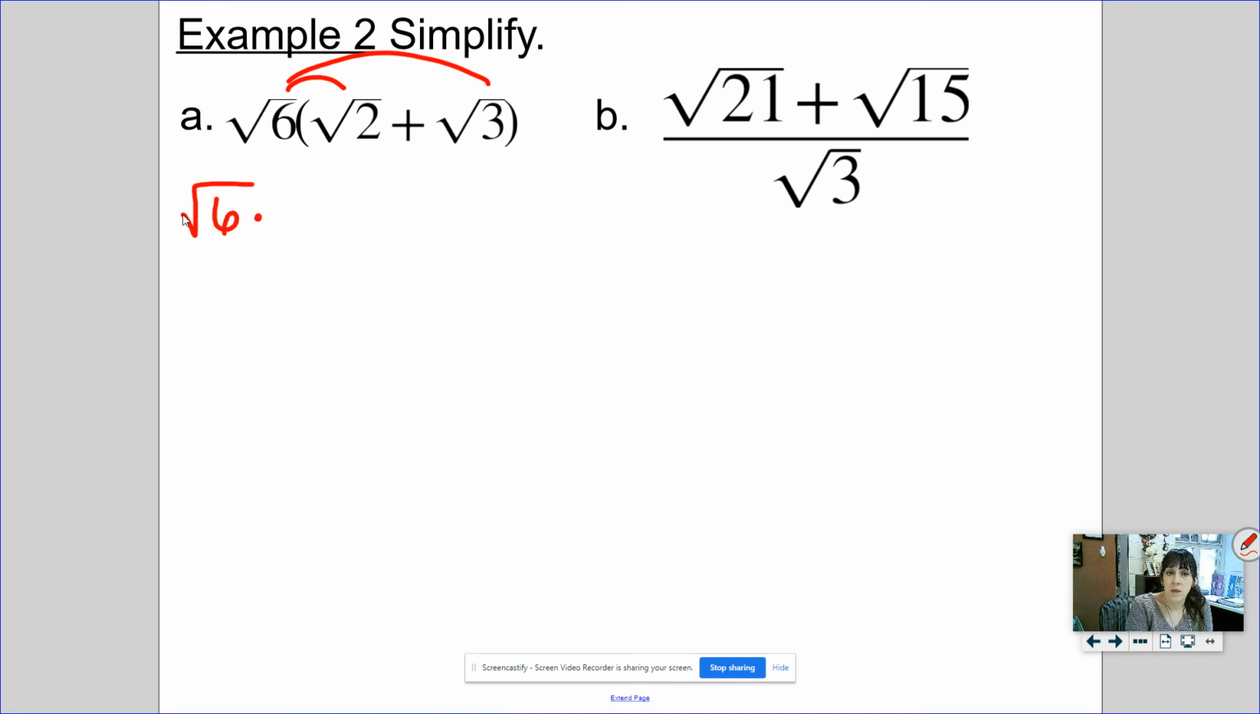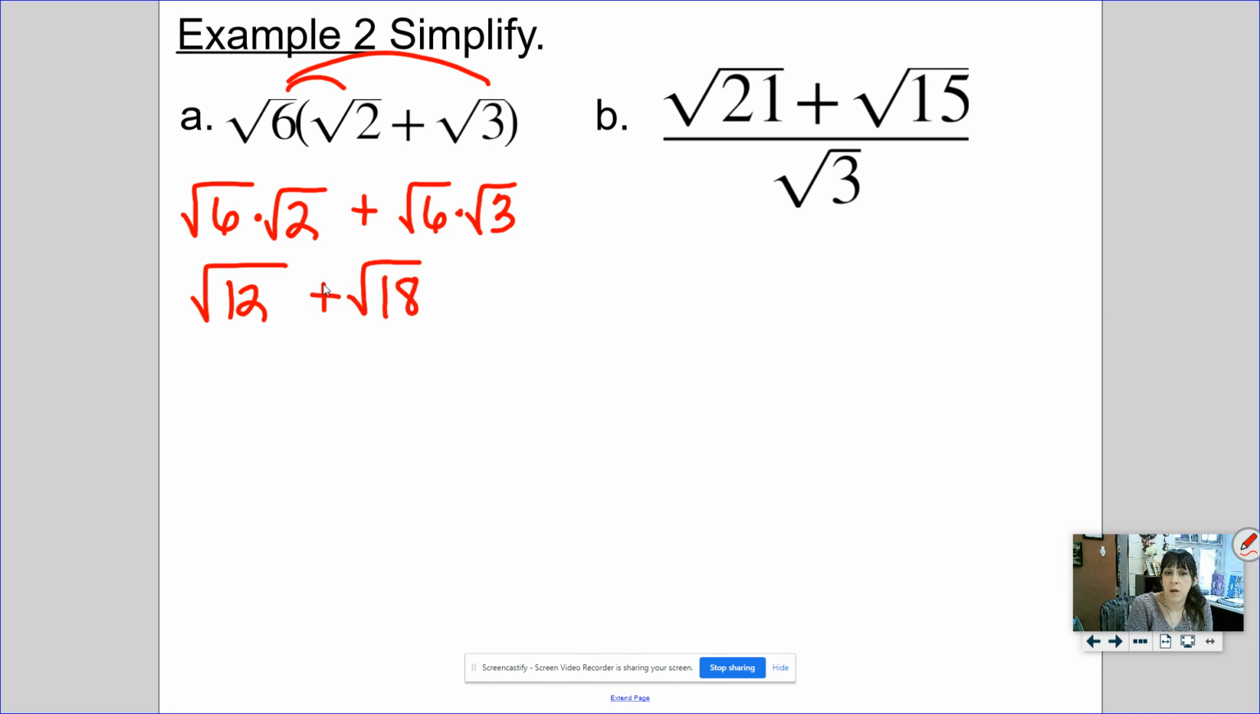So your first step is to do radical 6 times radical 2, and then radical 6 times radical 3. Remember, your multiplication properties do allow you to multiply these two inside numbers together to just call it radical 12. And then same thing over here would be radical 18. Now it becomes an addition problem. So now you're going to go through the normal procedure of simplifying, looking for like radicals, and then adding those like radicals together.